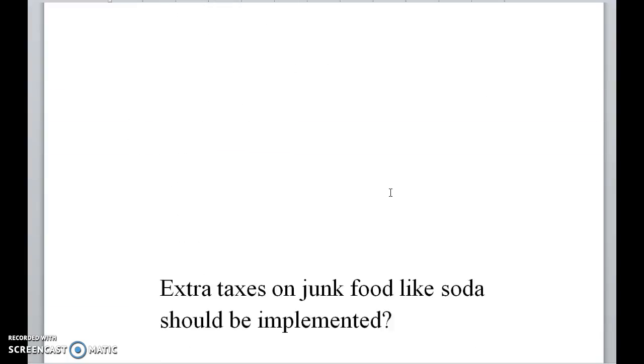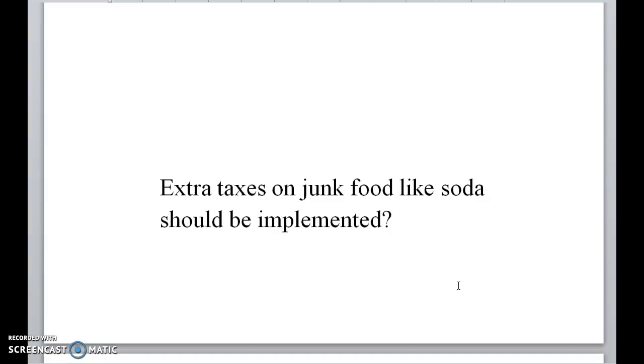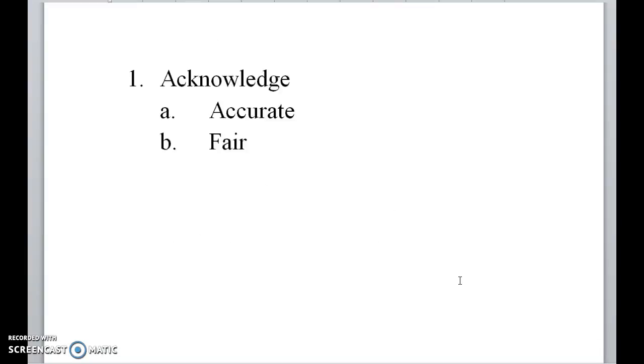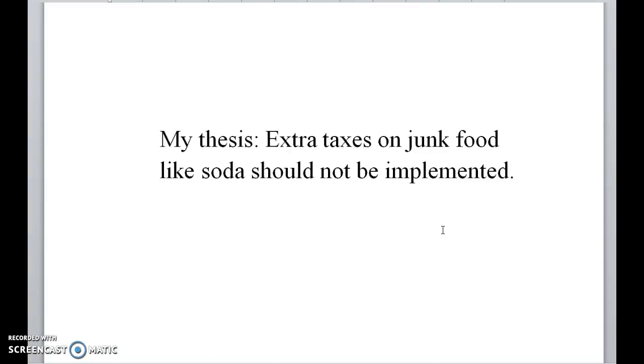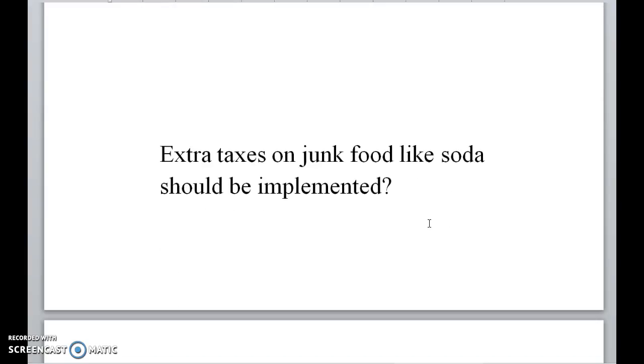Okay? So instead, we need to think about, well, how could we say this? Should we say the sentence, extra taxes on junk food like soda should be implemented? Well, it's on the right track, but think about this. If my thesis is that they should not be implemented, then a paragraph in my essay says that they should be implemented, my reader will rightfully be very confused and say, well, wait a minute, I thought you said the opposite was true. Okay? That's because I'm not attributing this to somebody else. I'm making it seem like this is what I believe, which is not true. That's not the point of counterargument.